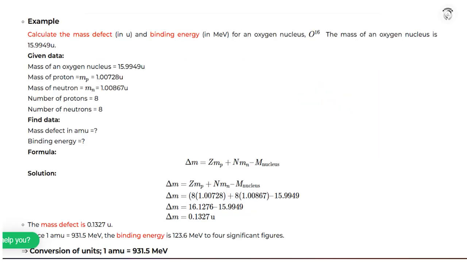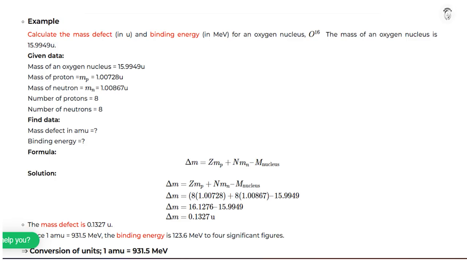Now, there is a very typical question coming up in the A-level exams. They ask you to calculate the mass defect and binding energy for an oxygen nucleus. So, listen, for an oxygen nucleus, what is the data they have given us? They have given us the mass of the oxygen nucleus, which is almost equal to 15.9949 atomic mass units. Then the mass of the proton, as per our data in the last slide, you have seen in Table 1, is 1.00728 atomic mass units. Mass of neutron is 1.00867 atomic mass units. Number of protons is 8, number of neutrons is 8.